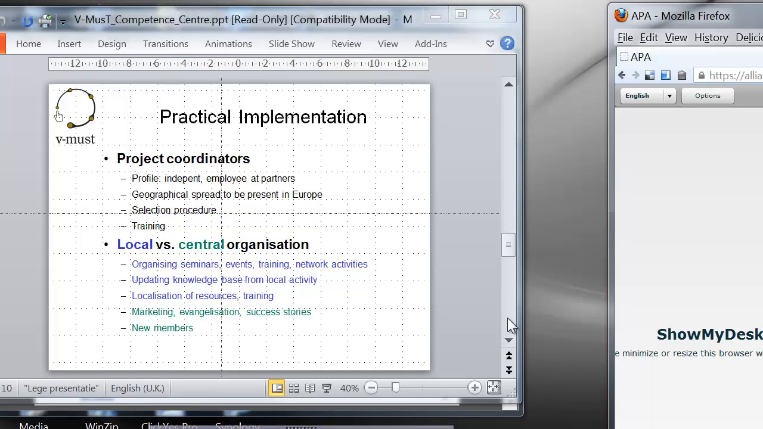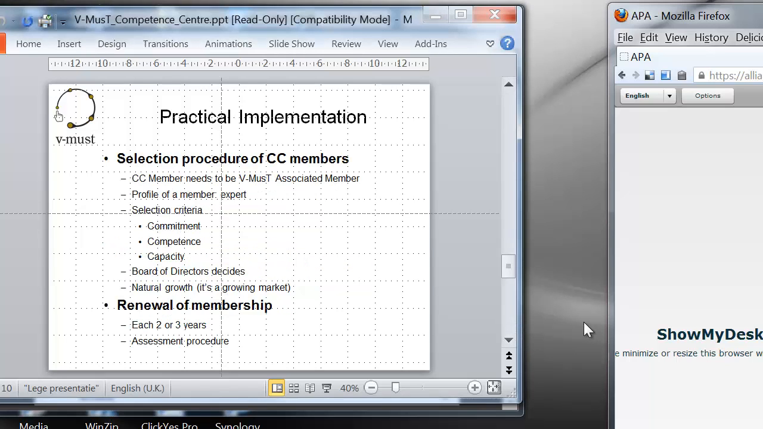On the other hand, of course, we need to have central activities like marketing, evangelization. It's not so obvious that we use digital technologies in museums. There is still a lot of resistance. Nevertheless, there is a lot of interest, so we need people to convince that the approach that we have and the way we deal with all the different issues which are there is a good way, and that we also can show them success stories that help convincing people on adopting the technology that we have laid out. And of course, we need to deal with all things like membership and so on.